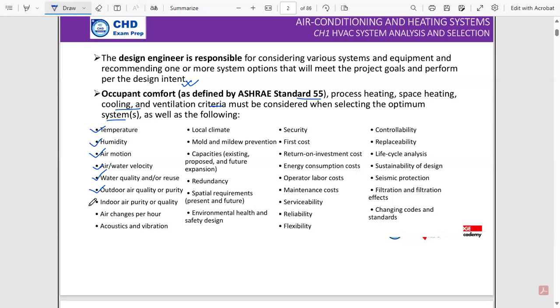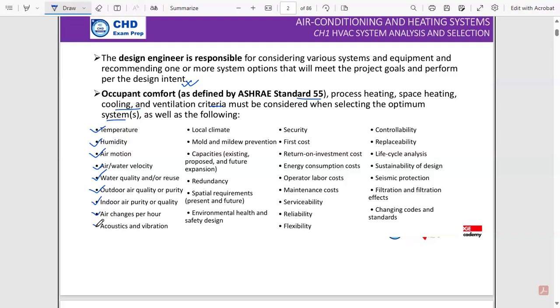Indoor air purity and quality, obviously. Let's say if you're having a project in a commercial space, the indoor air quality will have a lower spec than an operation theater. Air change per hour is also an important factor. Actually, for places with high air purity, we need higher air change per hour. We'll be discussing this later on.